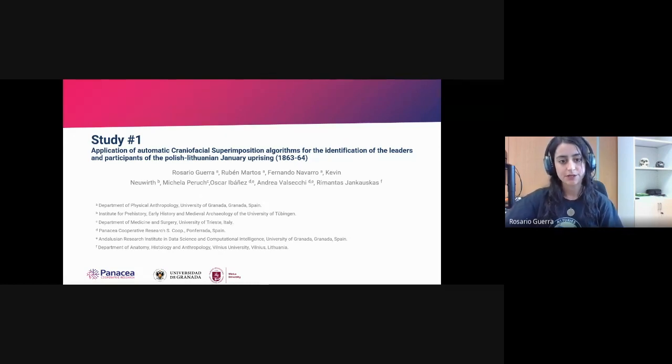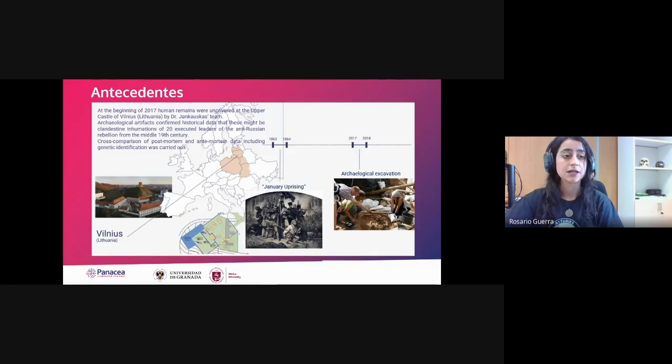We also collaborated with partners from Panacea Cooperative Research, and here is listed Andrea Balsecchi as the developer of the algorithm, the skull face overlay algorithm that we used. And we collaborated with Rimantas Jankauskas from the University of Vilnius, who gave us the materials for the study. He and his team recovered the remains on which the study was conducted.